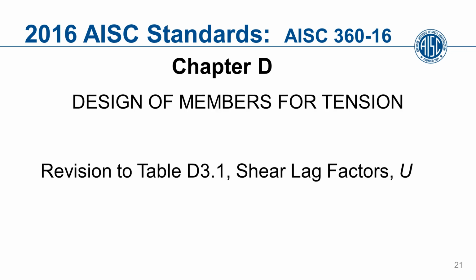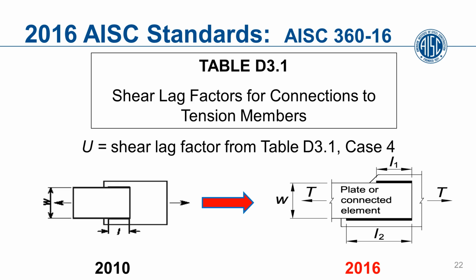Going on to changes in Chapter D, there are revisions to shear lag in Table D3.1. What we discovered when looking at this, what was addressed in 2010, is with the picture you see on your left. That picture indicates basically both welds being the same size on a tension member you see there. Well, it was determined that there are cases when you might have different weld lengths on both sides of that tension member, and that was never addressed. This is now addressed in Case 4 in Table D3.1 for the shear lag factor.